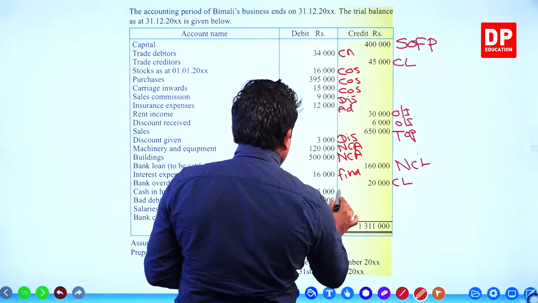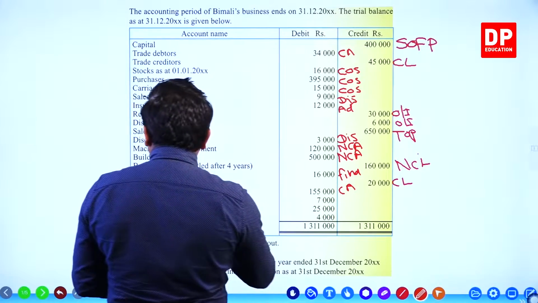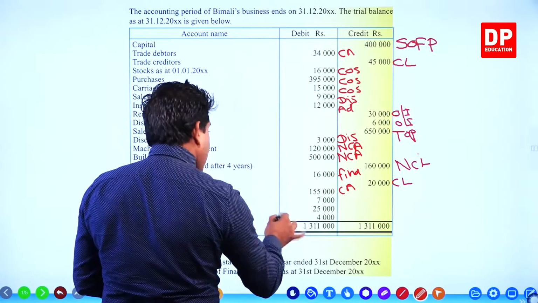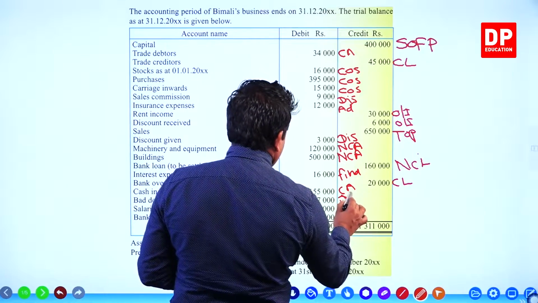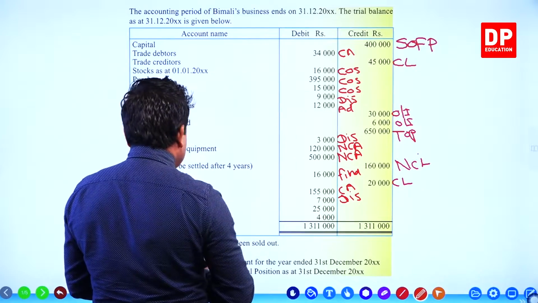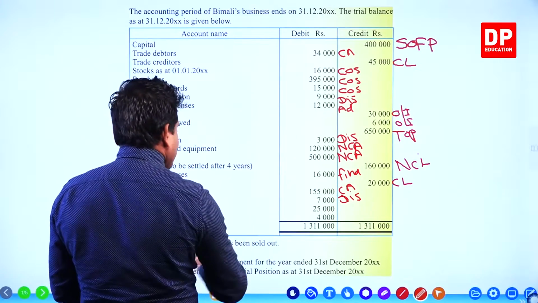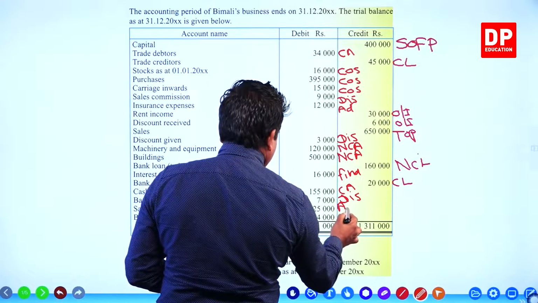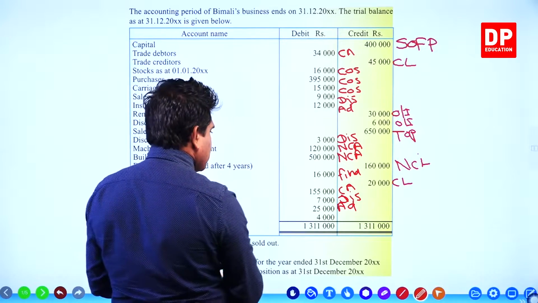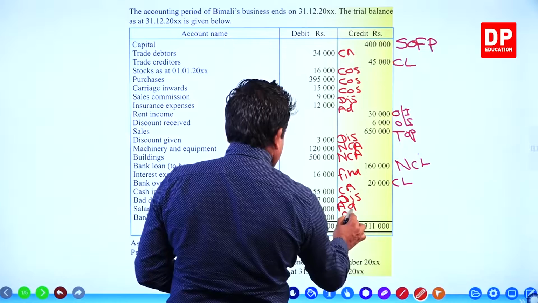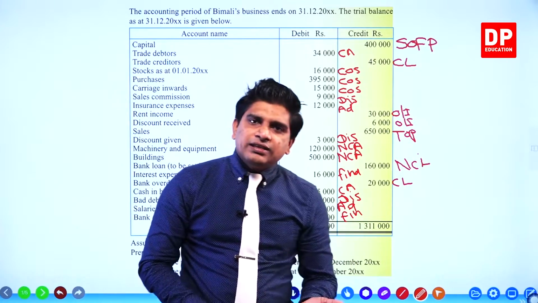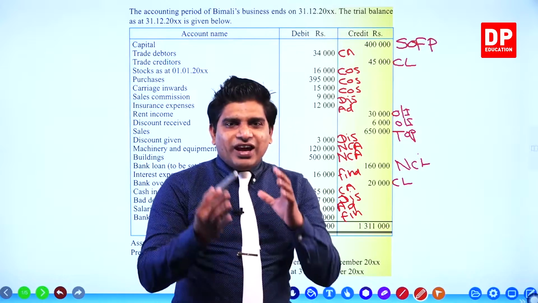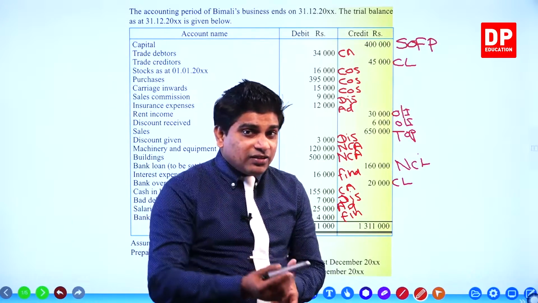Then cash in hand, available money with you. Where? Current assets, okay. Then bad debts, not good debts, bad debts. This means distributing. Salaries and administration, clearly they have given administration. Then where? Administration, okay. The next one, bank charges, expense, which? Financial. Now you can do the question because you have classified everything here, right? Where you put these items.